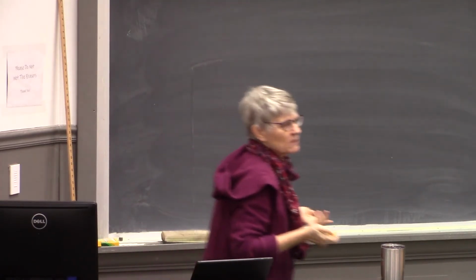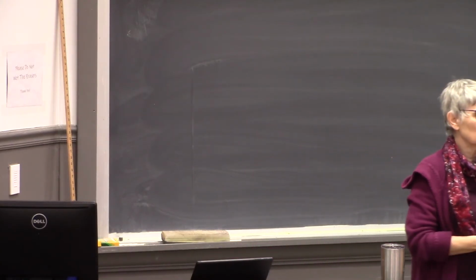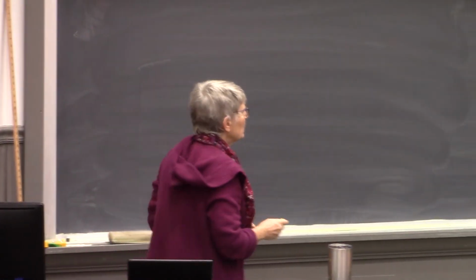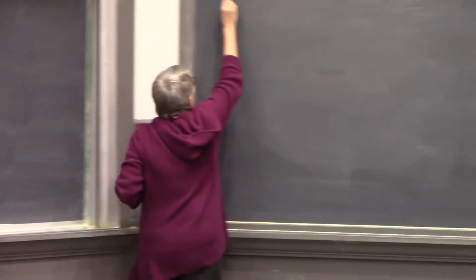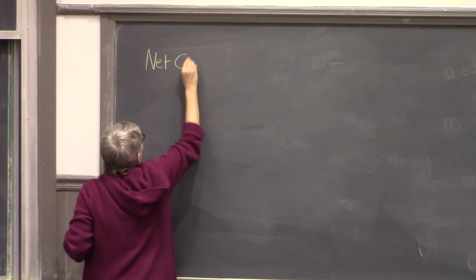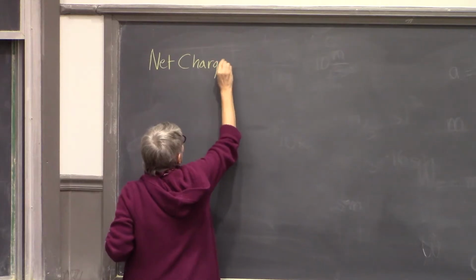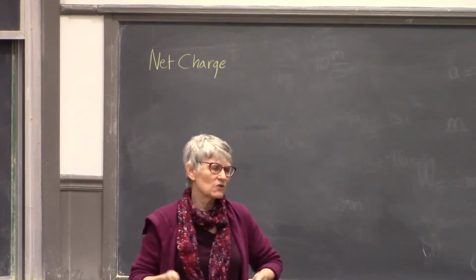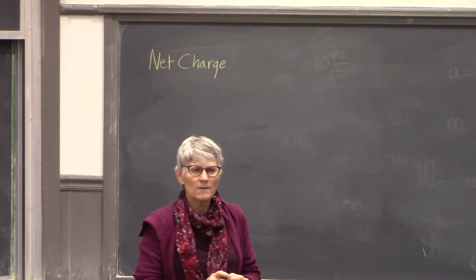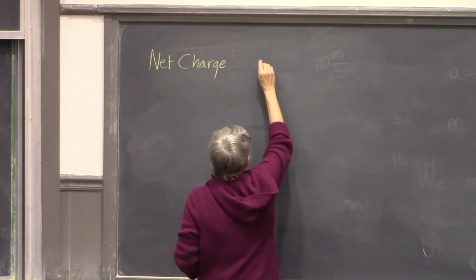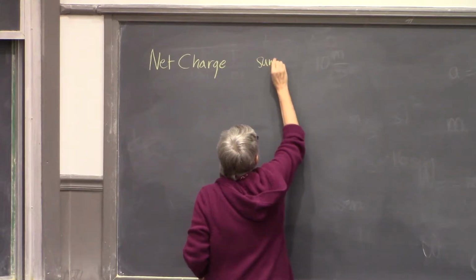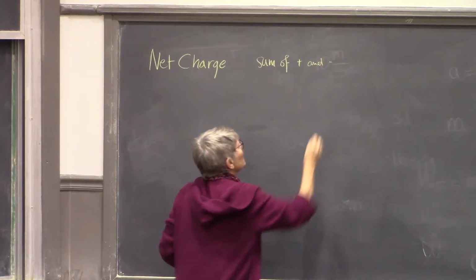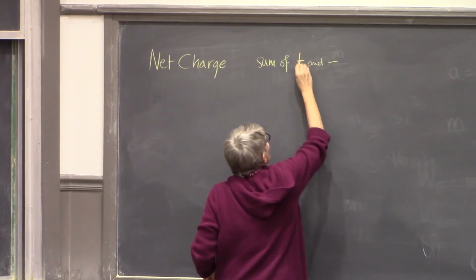We all know that matter is made of charged particles, protons, electrons. The net charge of an object is what it sounds like. Net always means the sum of everything, right? So we just add up all the positive charges and all the negative charges, and we get the net charge of an object.